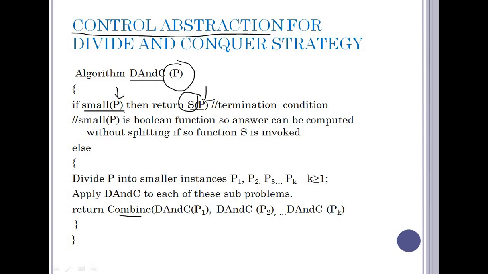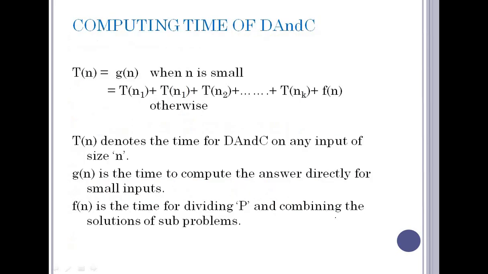If Small(P) returns false, it means we have to divide the problem into smaller instances P1, P2, P3, up to Pk, and apply divide and conquer to each subproblem. In this way we apply divide and conquer to each subproblem, and after that, in the second step, the combine step, we combine the solutions to all the subproblems to get the solution to the final problem. So this is the control abstraction.